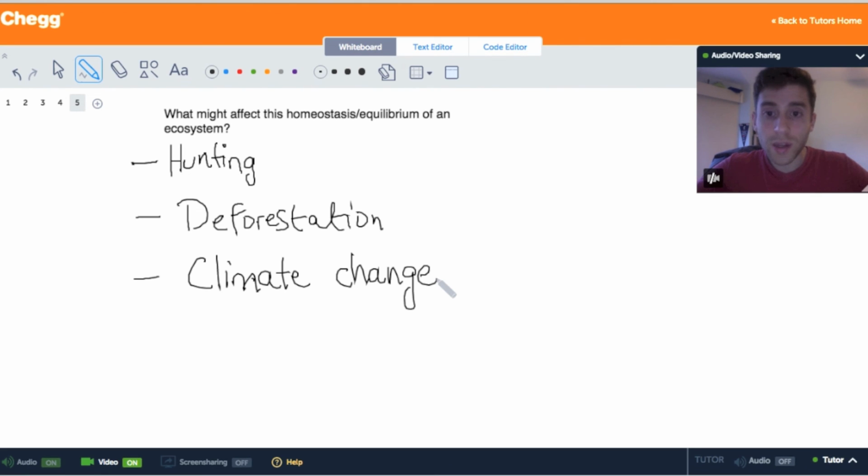So I hope this helped, and I hope it shows how important the balance of an ecosystem is and how everything plays a specific role that keeps an ecosystem in equilibrium.